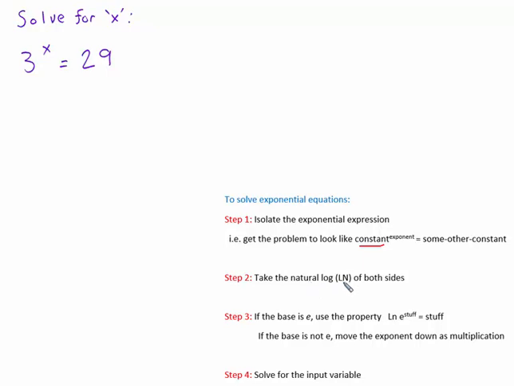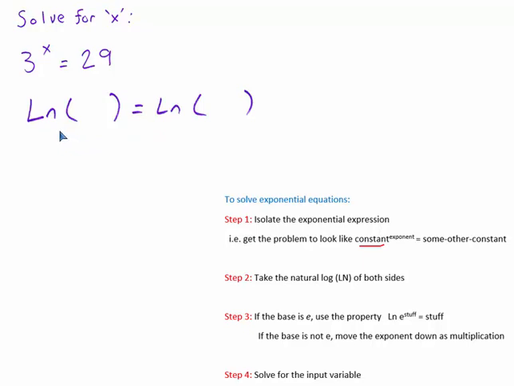Step 2 is to simply take the natural log of both sides. It turns out you can use any logarithm of any base for this step, but for my class I'm always going to choose to use the natural log. But we would get the same answer if we were to use a log base 10 or any base logarithm for that matter.